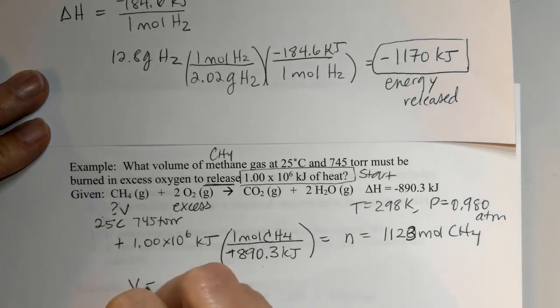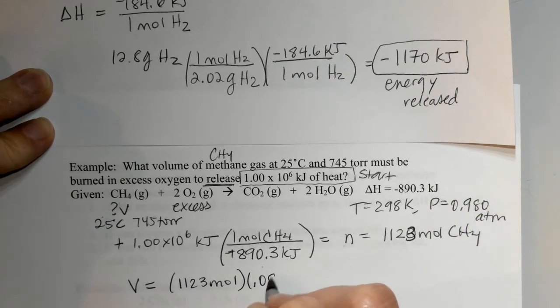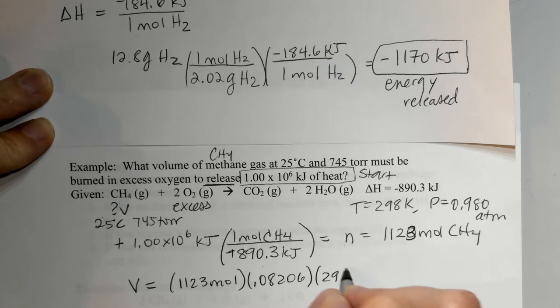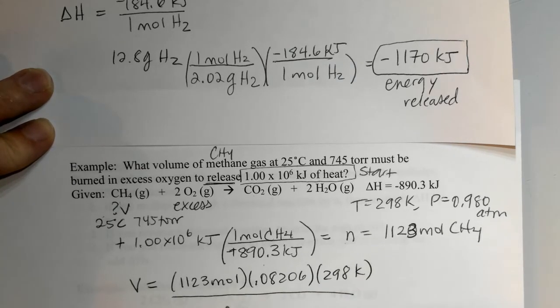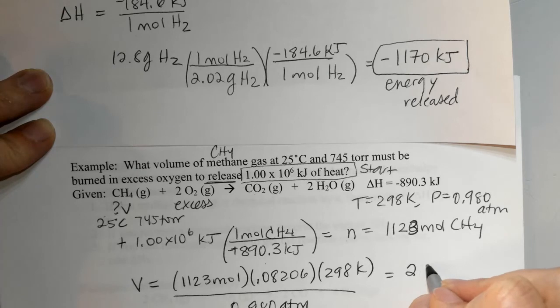And now I'm ready. So volume would be n, 1123 moles, R, 0.08206, temperature of 298, and our pressure of 0.980 atmospheres. So taking my moles times my R times temperature, and then divide that by 0.980 atmospheres, keeping 3 significant figures. Okay, 28022 would be in liters. I'm just going to type it in one more time just to make sure I didn't mess anything up.